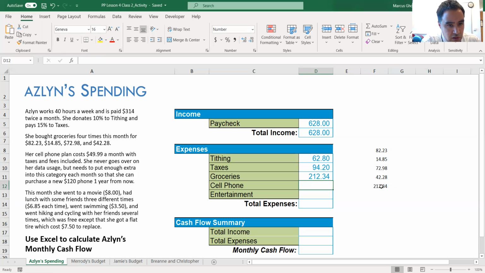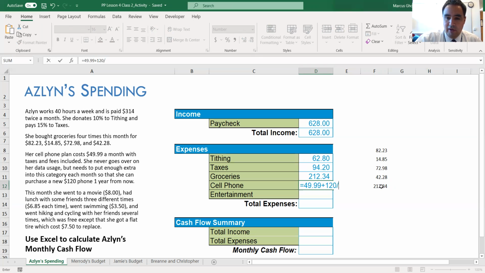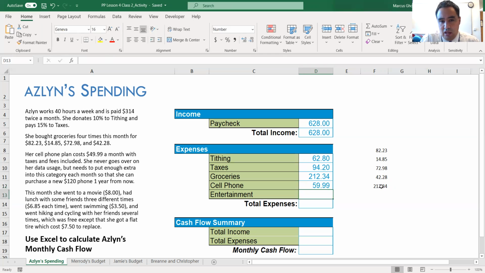But she's also putting some extra money away for later. So let's put in 49.99, and then we can add that value. It's 120 divided by 12 because there are 12 months in a year. So it comes to about $10. And so her cell phone is $59.99.